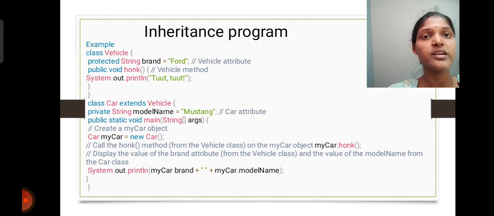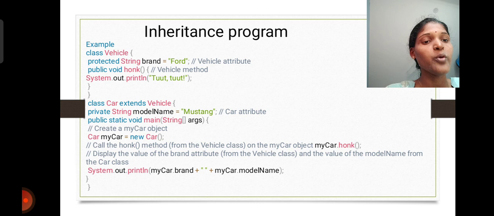Next is class Car extends Vehicle, which is the subclass. We have created these two classes: one is the subclass and one is the superclass. In the superclass, protected String brand is Ford and public void honk. System.out.println prints the honk and brand, where the subclass has been created. And we have created another class as an object.